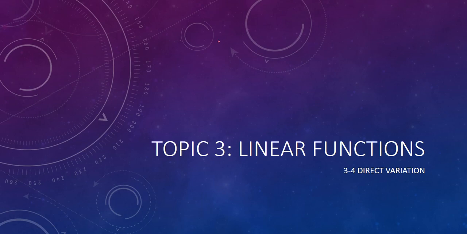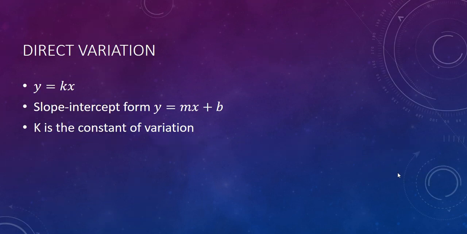This is section 3.4, direct variation. So direct variation has an equation of the form y equals kx. Now a lot of people like to think about it as slope-intercept form, y equals mx plus b, because this one comes up a lot more. And then direct variation is just a special case where b equals 0.